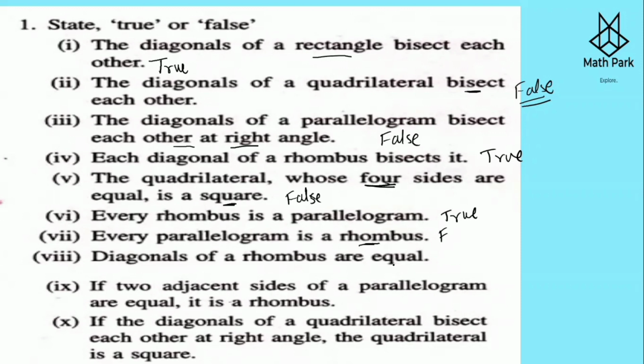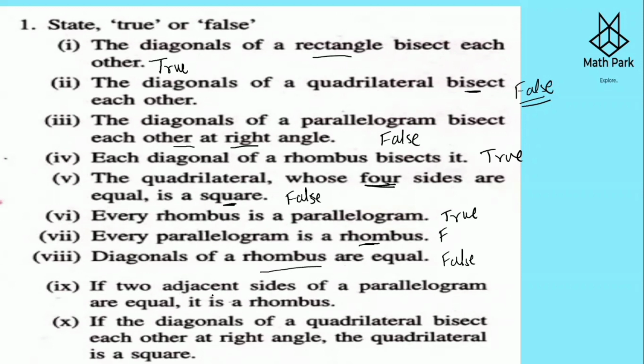The diagonals of a rhombus are equal. Again, it is a false statement because the diagonals of a rhombus are equal only in the case of a square, which is a special rhombus. So the diagonals of a rhombus are not always equal. So this is a false statement again.